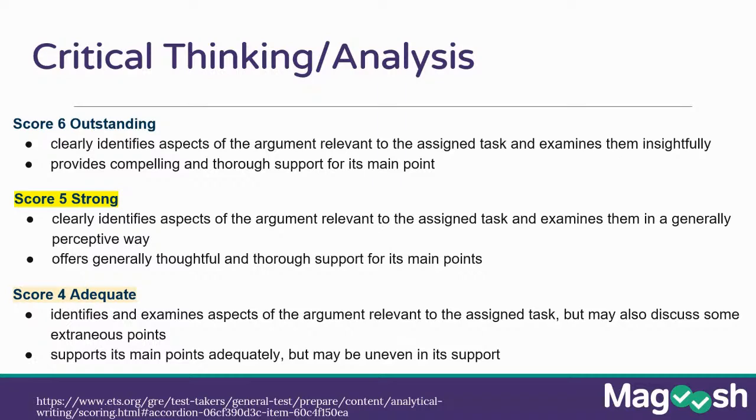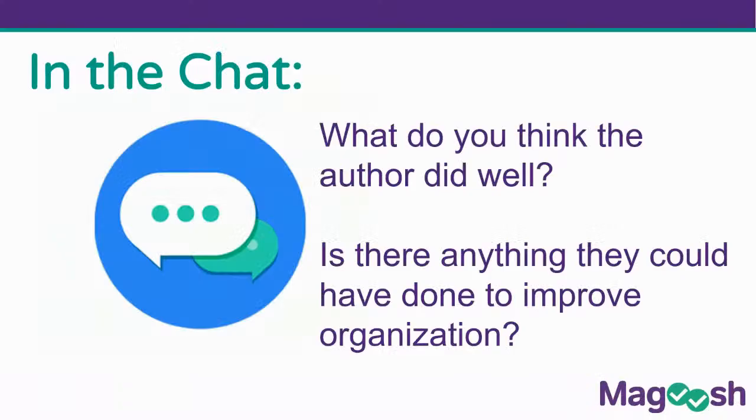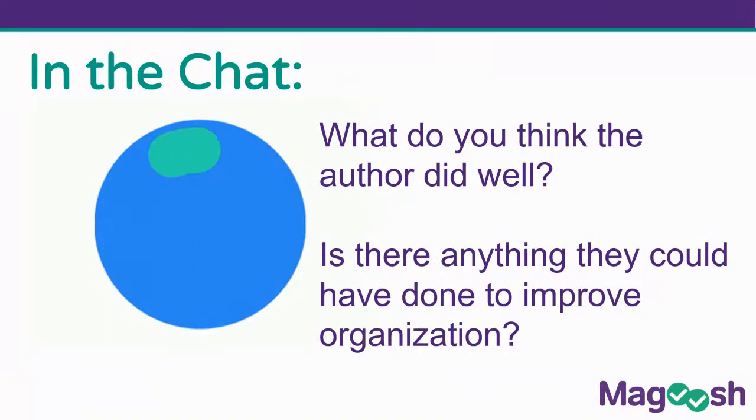And that brings us to organization. Take a second, read through the score ranges for organization. All right, so again, love to hear from you guys. What do you think the author did well in terms of organization, and is there anything that the author could have done to improve organization?